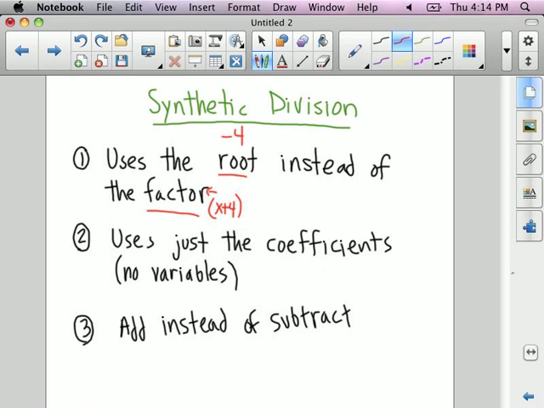The 2 steps here, numbers 2 and 3, are why kids tend to like this process better than long division. First of all, it uses just the coefficients, so we're not going to be dealing with any variables. No x squareds or x to the thirds or stuff like that, which is appealing.